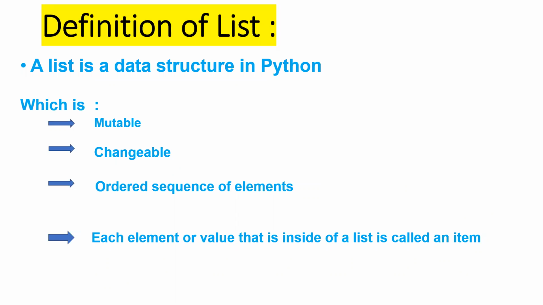Now what is the definition of a list? A list is a data structure in Python which is mutable. That means it allows changes, so it is changeable. And the sequence of elements should be ordered. That's why it is an ordered sequence of elements. And each element inside the list is called an item.